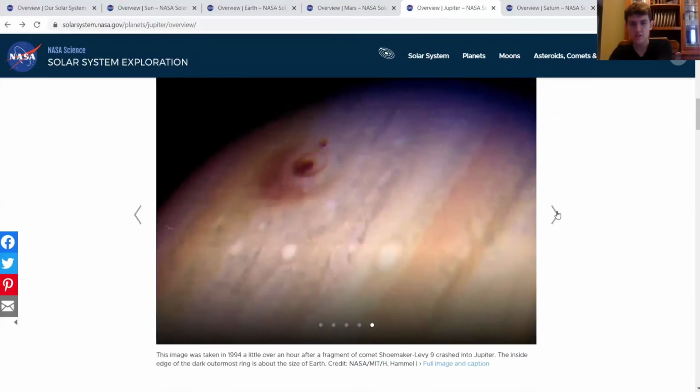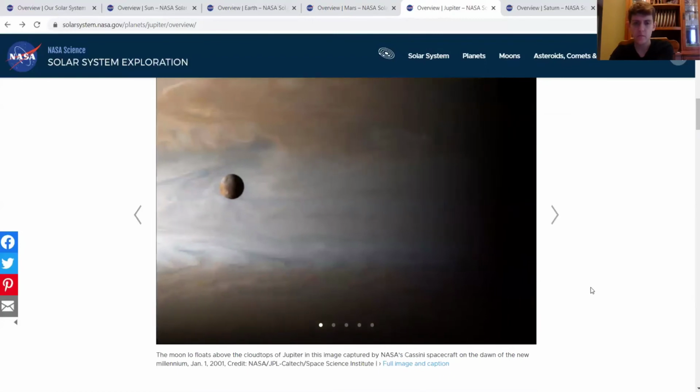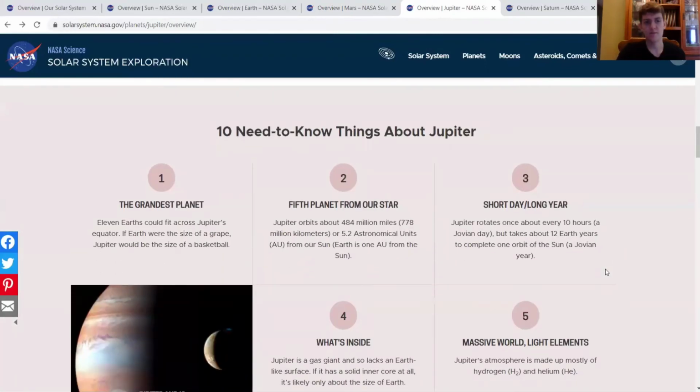Here's some more pictures. All right, here's some facts. So it is indeed the grandest planet. 11 Earths could fit across Jupiter's equator. Wow, that's pretty intense. If Earth were the size of a grape, Jupiter would be the size of a basketball. So that's a really good comparison you guys are going to see.